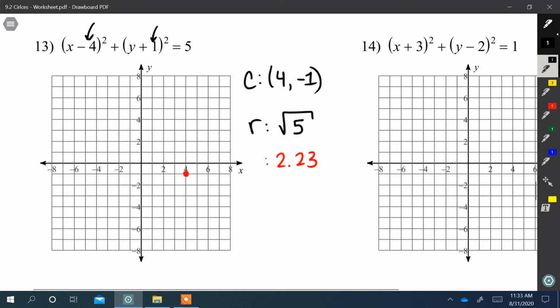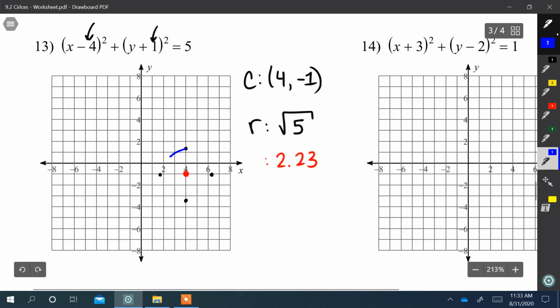So 2.23 is kind of close to 2.25, so just a rough estimate. It's just a little bit more than 2 right there. And then right here as well, a little bit more than 2, and then a little bit more than 2, and then a little bit more than 2. Okay, so that right there will be good for a circle.